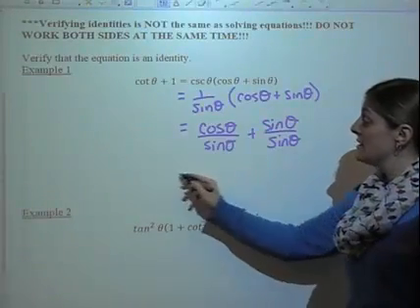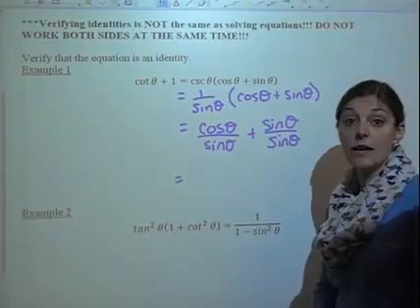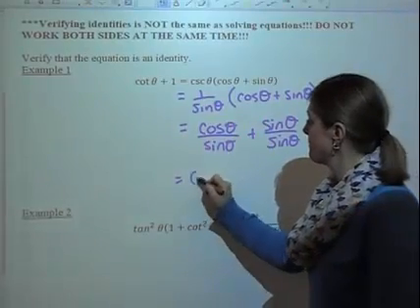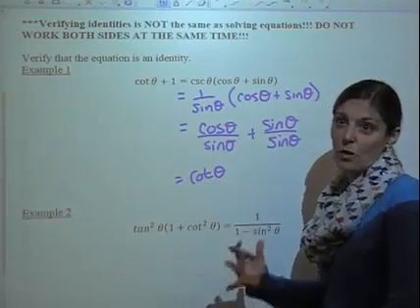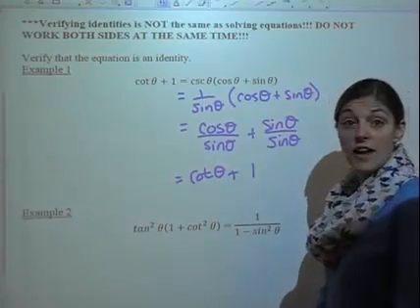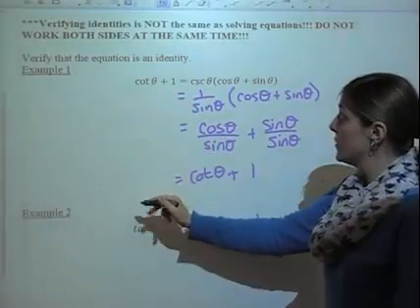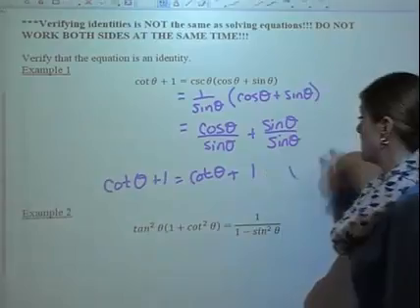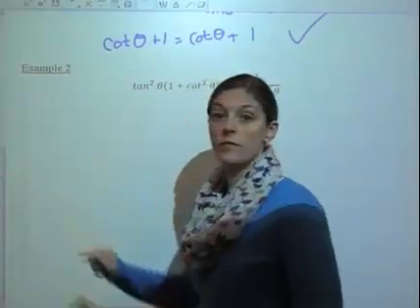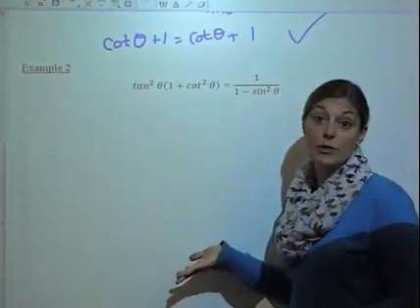Okay, and then the last step is, well, what is cosine over sine? Cotangent. And then what's sine over sine? 1. Anything divided by itself is 1. And now you see we've gotten the same thing on both sides of the equation. So that is verified. Now let's take a look at example number 2.